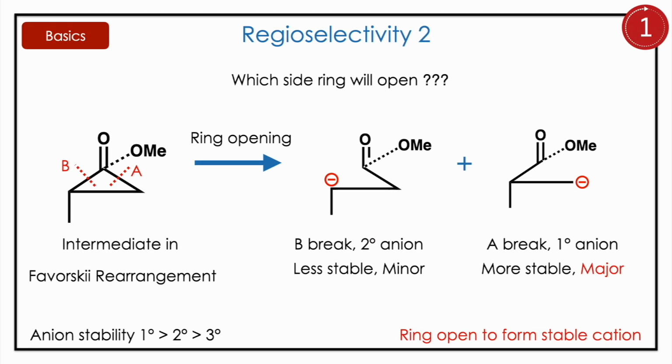We will see the second regioselectivity in Favorskii rearrangement. The intermediate is cyclopropanone. The cyclopropanone ring has to be opened. Which side will it open? It can open either way. Here I have shown A and B. If the B side breaks, you form the more unstable anion. So only the A side breaks. It forms a primary anion. If you look at the anion stability, primary is more stable than secondary. So A break is major, B break is minor. So the regioselectivity you should learn here is that the cyclopropanone ring opens to form a stable anion.